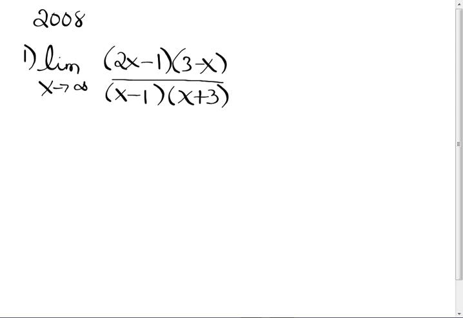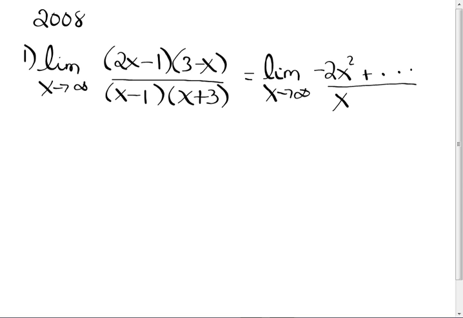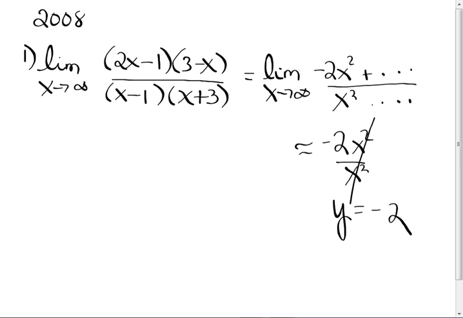Work other problems then. But when you multiply this out, this is going to look like the limit as x goes to infinity of negative 2x squared plus some other stuff. Now, these are polynomials, so they're easier. But if they're exponentials, they're not easier. So this is x squared, etc. As x goes to infinity, this is going to look like negative 2x squared over x squared. It's going to look like y equals negative 2. So the answer is B.